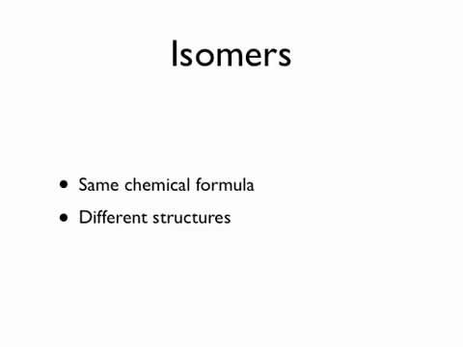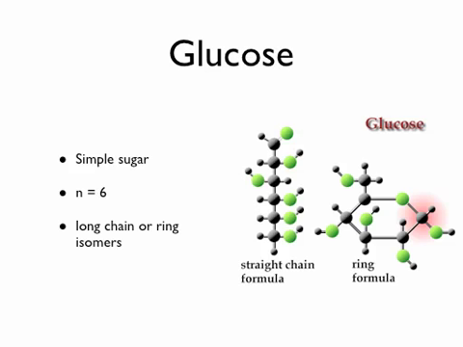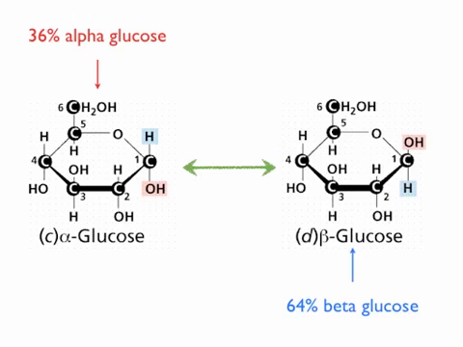All carbohydrates can have isomers, which means that they are chemical compounds that have the same chemical formula but different structures. So glucose is an example of an isomer. Glucose is a simple sugar. It has a total of 6 carbons, but those 6 carbons can be arranged in different forms. They can take a long chain form, or they can take a ring form. It turns out that there are even 2 forms of the ring shape of glucose.